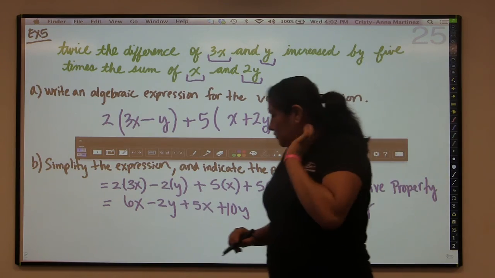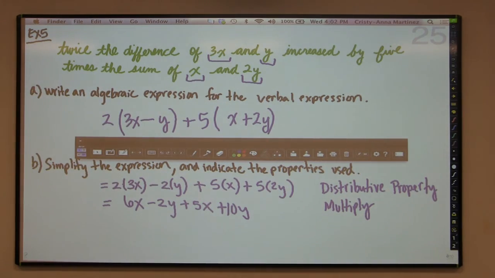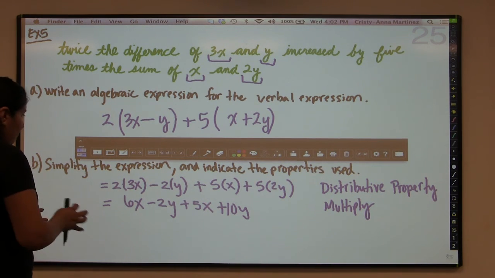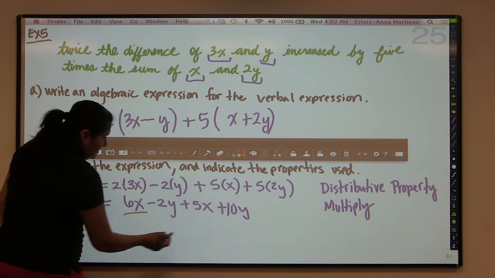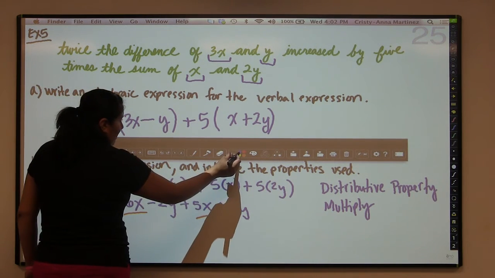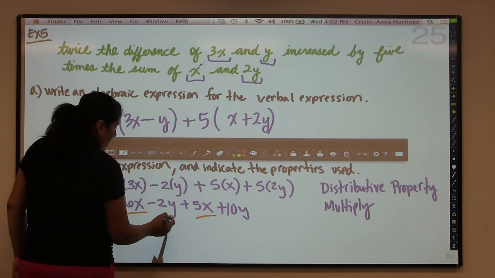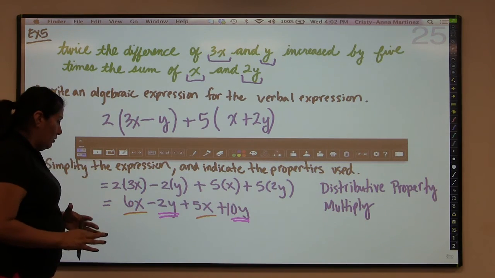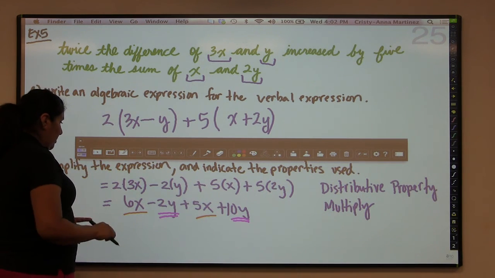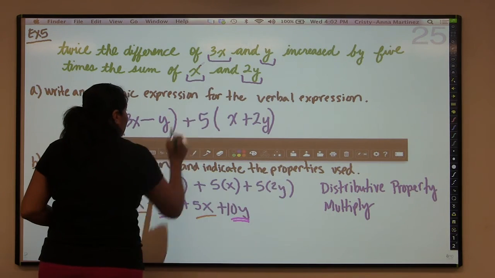So now what we want to do is we're going to use the commutative property of addition, because at this point we do have like terms. We have terms that have the same variable. We've got x's and x's, and we have y's here and y's there. But they're not in the right order. So the first thing we're going to do is we're going to use the commutative property to actually take those and write them in the right order.